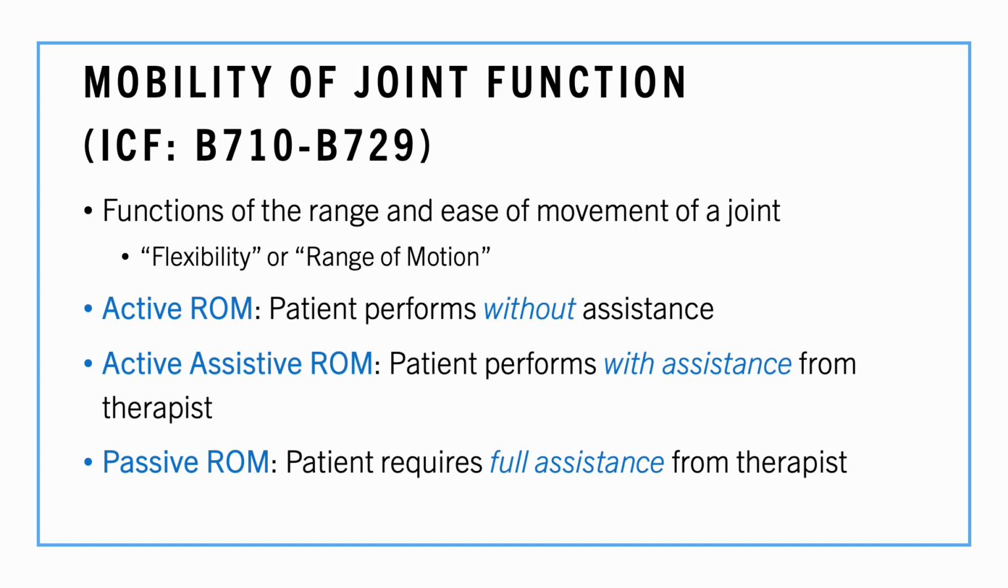With active ROM, a patient is performing without assistance. That means the client can move the joint independently. With active assistive ROM, the client moves the joint, but with some assistance from the therapist. And with passive range of motion, the therapist or equipment moves the joint completely. That might be physically putting hands on a patient or using some sort of other mechanism to help them move that particular joint.